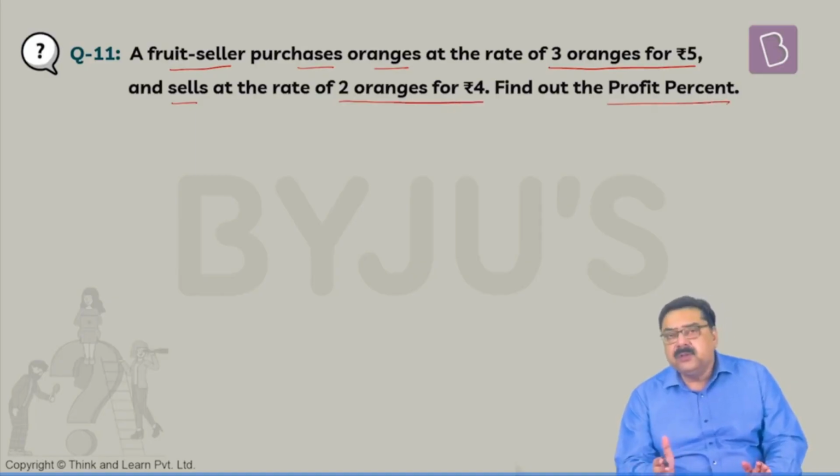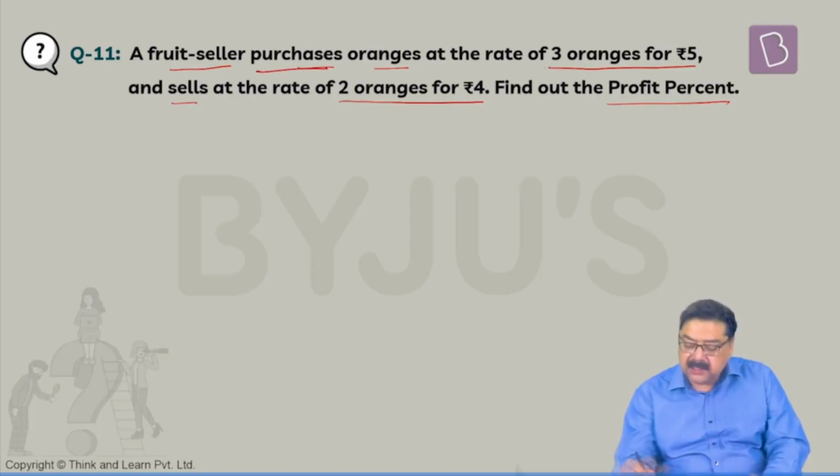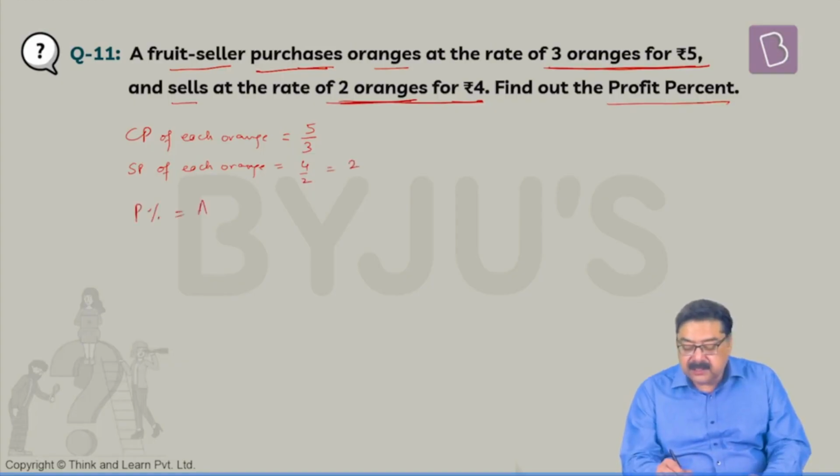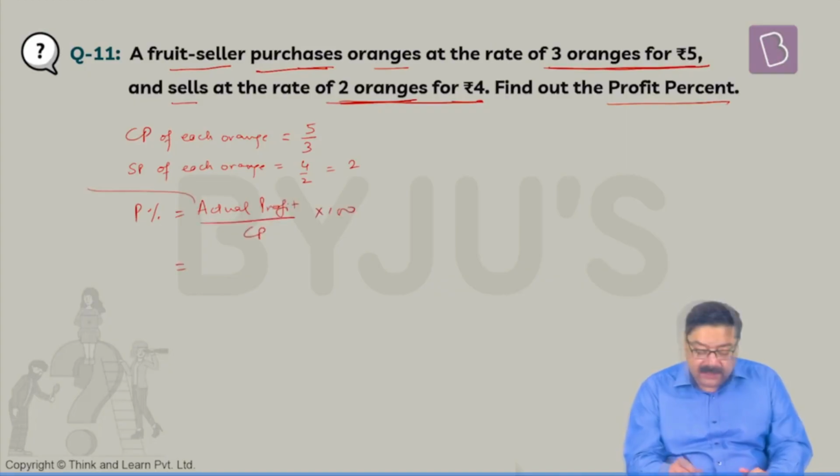Well, you can always use the very basic method, and that is that 3 oranges are for rupees 5. So the cost price of each orange shall become 5 by 3, and selling price of each orange shall become 2 oranges for rupees 4, 4 by 2, that is 2. Then profit percent we know is actual profit by cost price into 100. So the actual profit we know is selling price minus cost price. So this is selling price, this is cost price. So (2 minus 5 by 3) divided by 5 by 3 into 100.